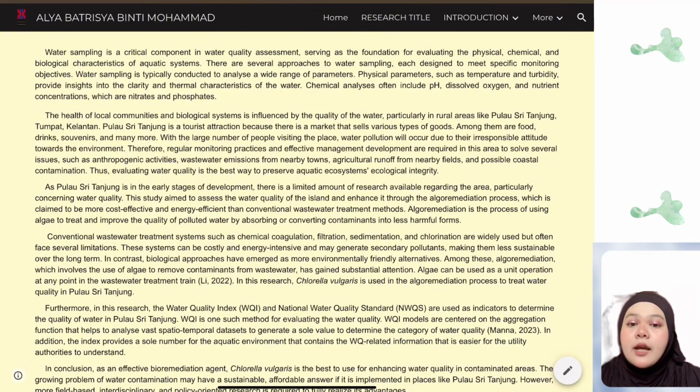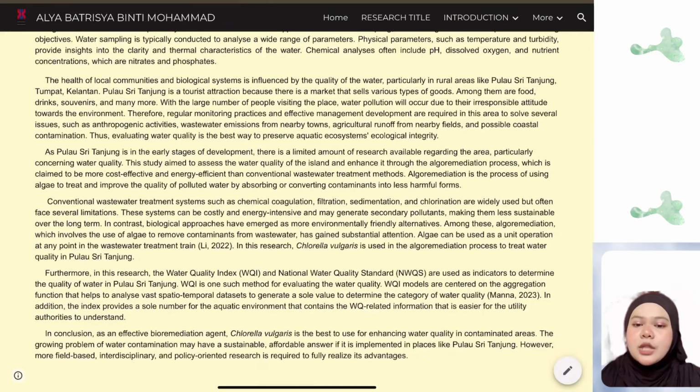Pulau Seri Tanjung is a tourist attraction because there is a market that sells various types of goods. With the large number of people visiting the place, water pollution will occur due to their irresponsible attitude towards the environment. Therefore, regular monitoring practices and effective management development are required in this area to solve several issues such as anthropogenic activities, wastewater emissions from nearby towns, agricultural runoff from nearby fields, and possible coastal contamination.